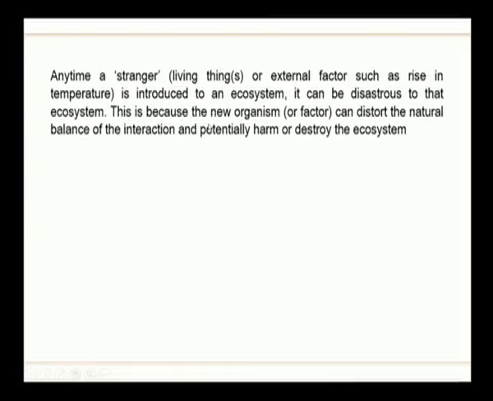This is because the new organism or factor can distort the natural balance of the interaction and potentially harm or destroy the ecosystem. So, what they are saying is, if any strange organism or external factor, such as a rise in temperature, occurs in that ecosystem, it may destroy it.